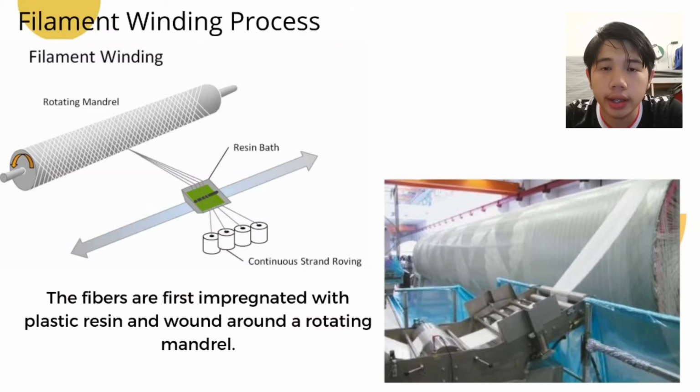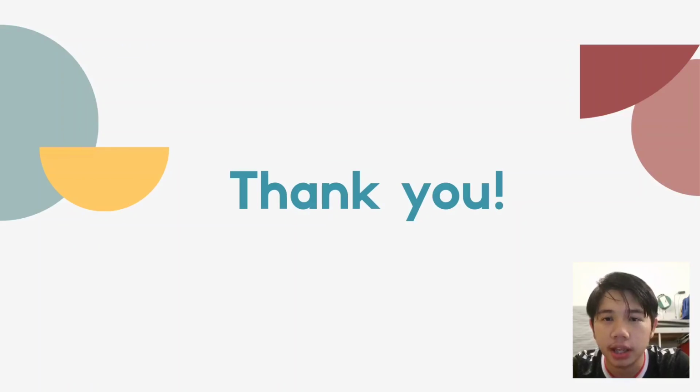Okay, lastly, to the last slide. Not the last method. This is the last example method that I will discuss, which is the filament winding process. As you can see, in the filament winding process, fibers are first impregnated with plastic resin and then wound around the plastic drum mandrel. As you can see in the image, they are using the resin impregnated fibers to wind around the drum. So that's all from us. Thank you for listening to us. Thank you very much. Assalamualaikum.